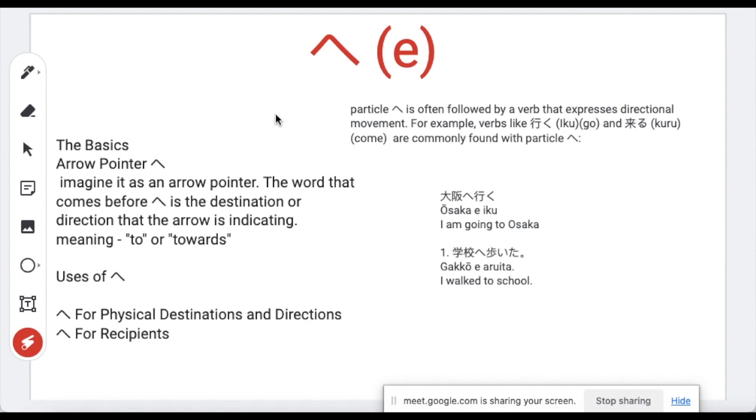What is the difference? Okay. So the basic of 'e' is a pointing arrow. It means you are directing something towards some location. 'E' and 'ni' are used for location. But what is the exact difference?